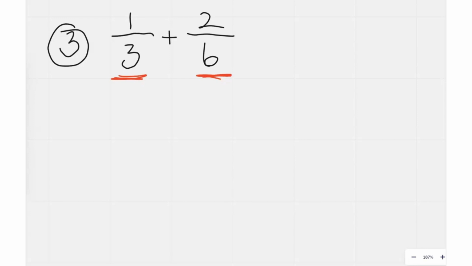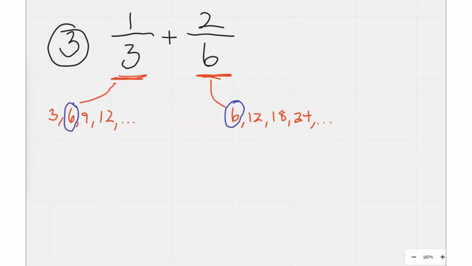An easy way to do this is to look at the multiples of each denominator. For 3, we have 3, 6, 9, 12, and so on. And for 6, we have 6, 12, 18, 24, and so on. While there are many common multiples of 3 and 6, the smallest one is 6. So this is what we are going to transform the denominators to so they are the same across both fractions.